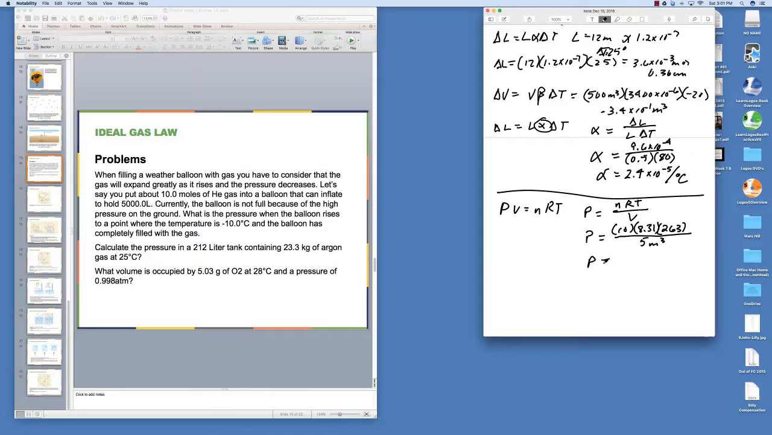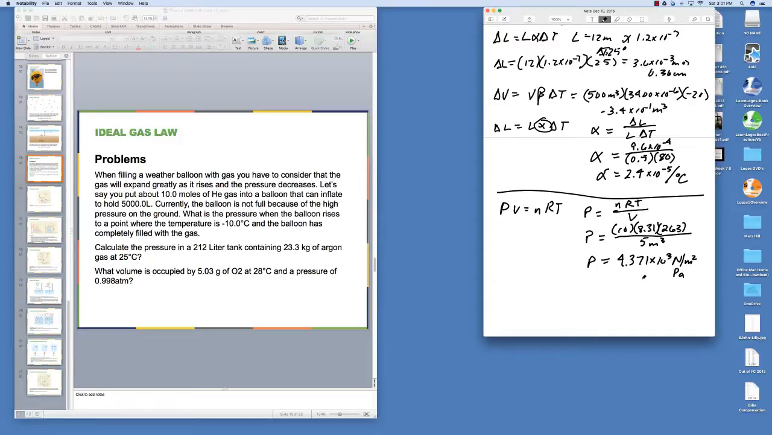So the pressure, if you do the math here, comes out to be 4.371 times 10 to the 3 newtons per meter squared, which is the same as pascals. Now that's 100 times less than atmospheric pressure. And so that's a very low pressure, although it looks like a pretty big number. Let's look at the second problem.